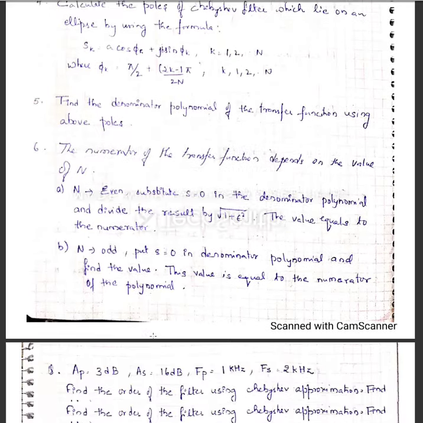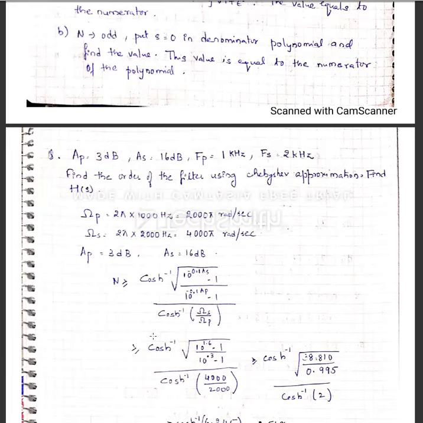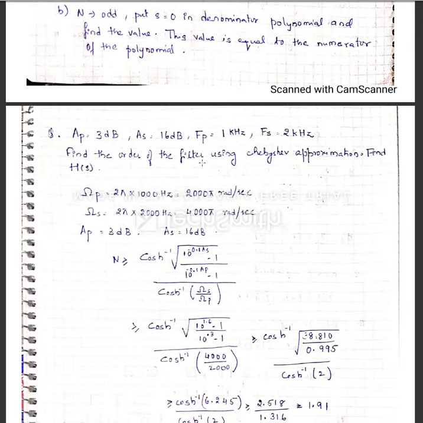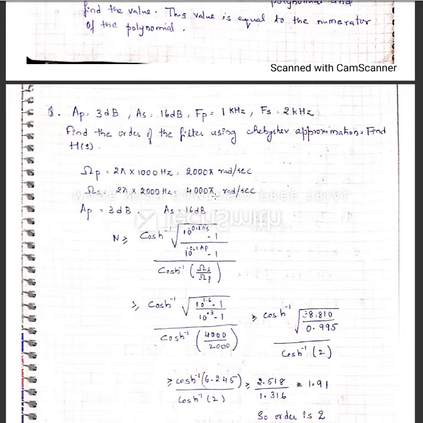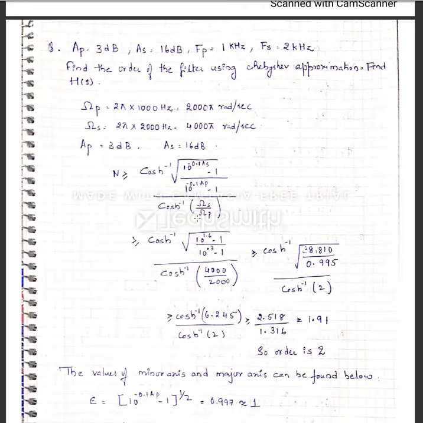Now if you see a problem, AP, AS, FP and FS are given. FP is the frequency given. You have to convert that into omega P and omega S by multiplying by 2 pi, so that you get the value in radians per second. AP is 3 dB, AS is 16 dB. Substitute AP and AS in the omega P and omega S expression for obtaining your order N. AP and AS are attenuations, so they carry a negative sign, making this term plus here, minus 0.1 into minus the AS value.